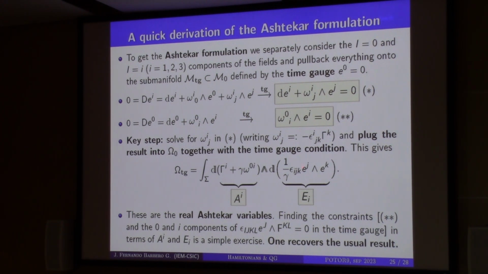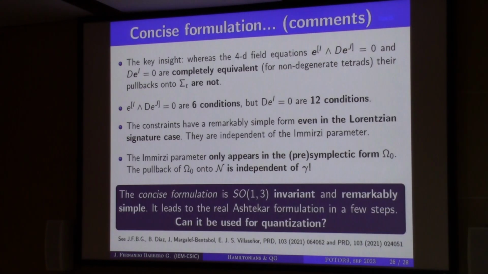Okay. Now, once you have these variables, if you plug them here in this second equation, you get the Gauss law. And if you plug them here, you get the vector constraint and the Hamiltonian constraint for the real case, which, as you know, has an ugly and complicated structure. So I will finish with a couple of slides. First one, some comments about this concise formulation.